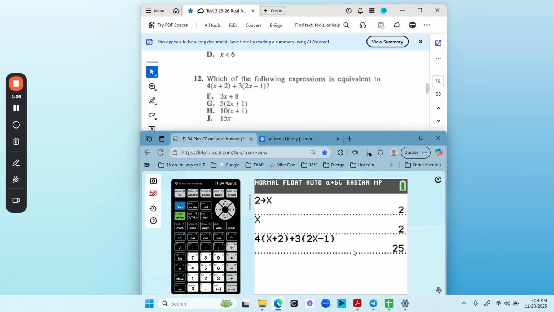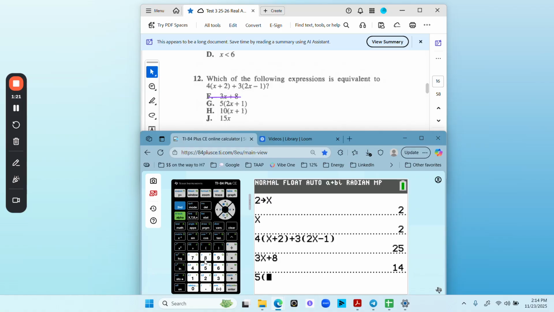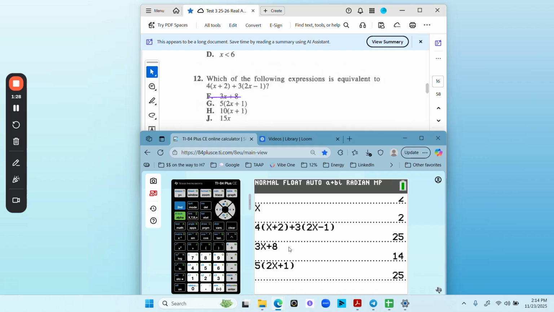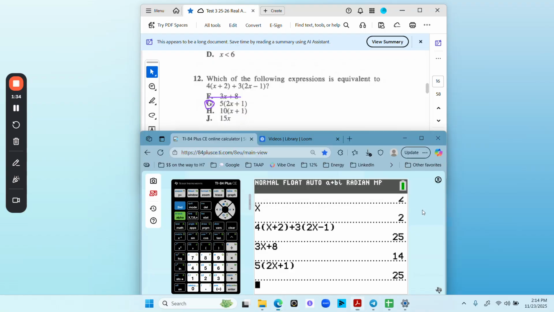Now all I need to do is plug the answer choices in to see which one gives me 25. 3x plus 8, 14. So that is incorrect. 5 times 2x plus 1. I got 25. G is the correct answer. If you didn't believe me or weren't sure, you could try the other answer choices as well.